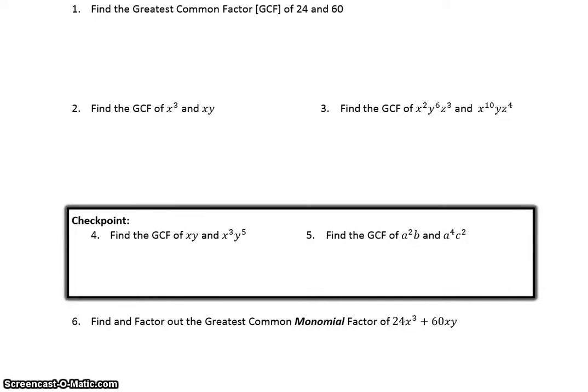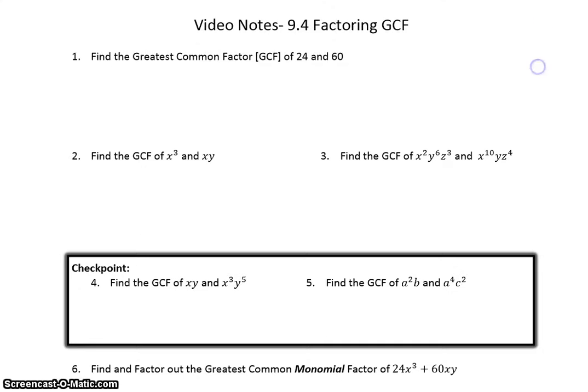Hello, this is the second day of section 9.4. Yesterday we solved equations such as x minus 3 times x plus 4 equals 0, and we said the answers were going to be 3 and negative 4.